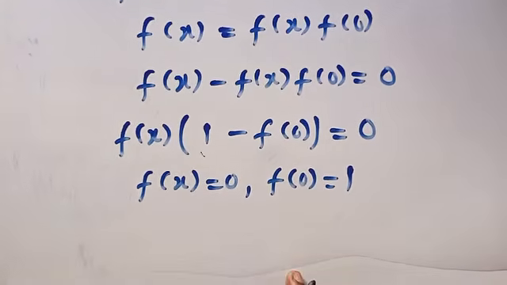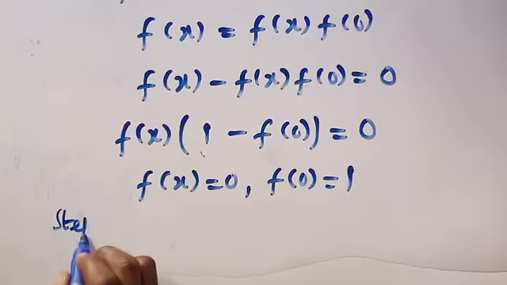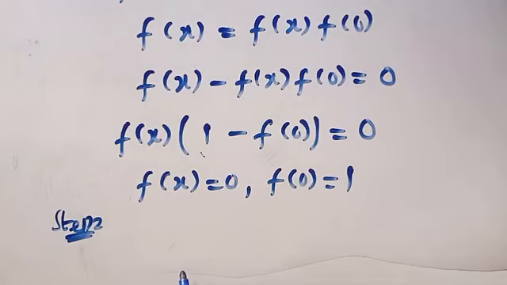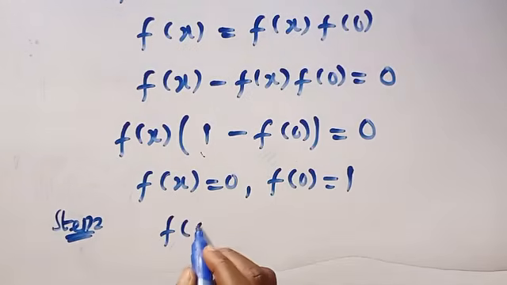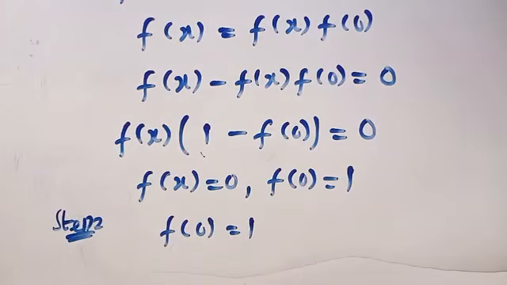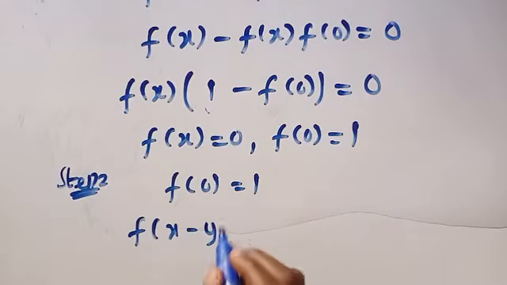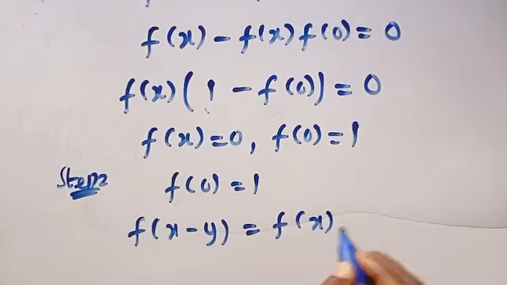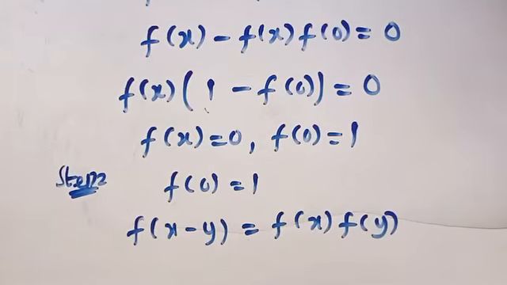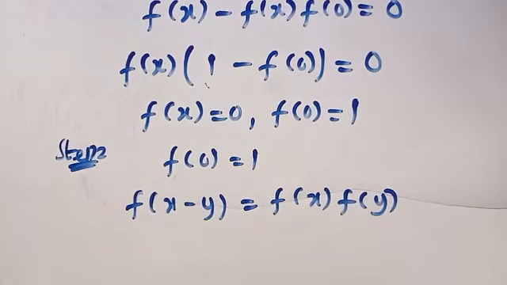So getting to this point, consider that as step 1. This is step 2. If I assume that we have f of 0 equals 1 from here, and from the given question, which is f of x minus y equals f of x f of y, then we can try different manipulations here. I can assume that u equals x minus y and v equals y, so that x equals u plus v. But that will take a long process.